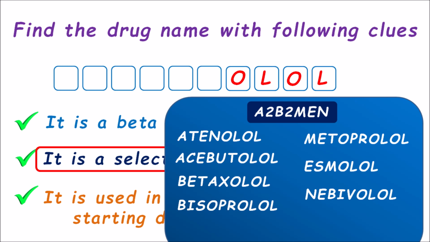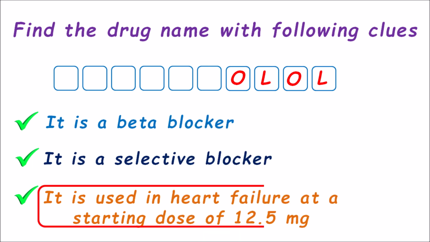Now among these 7 selective beta blockers, we have to identify the drug which matches the statements given here. In order to spot the right answer, let us see the next clue given in this puzzle. Now let us go to the third clue. It is used in heart failure at a starting dose of 12.5 mg.